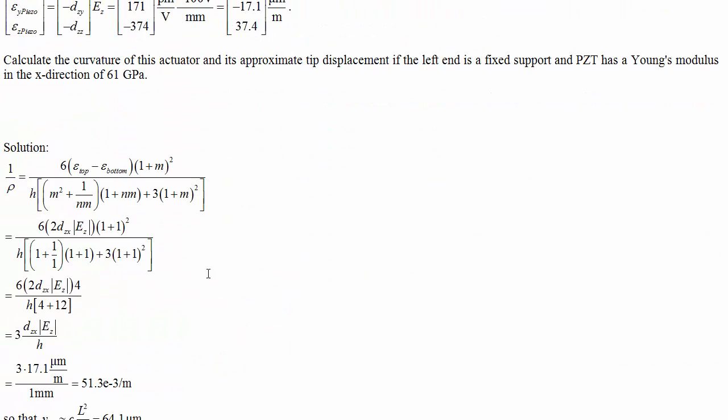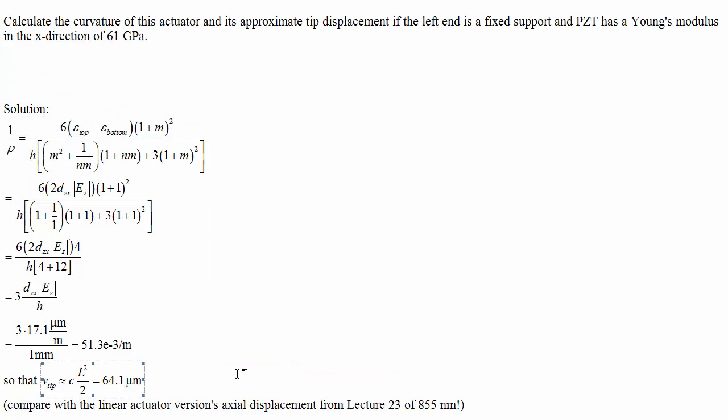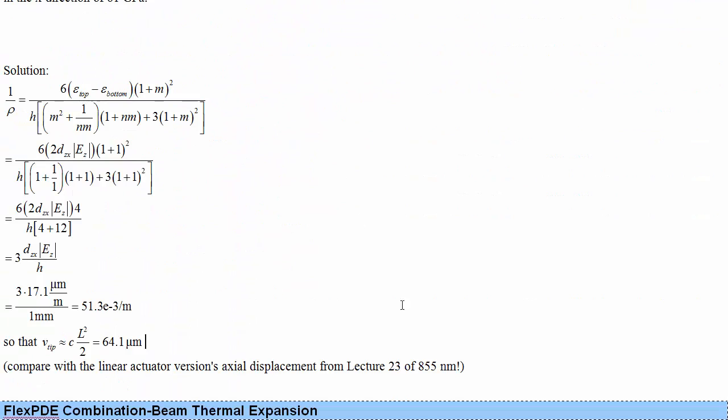Okay, using, say, the Timoshenko formula, or you could do the integral way, we come up with a tip displacement of 64.1 microns, and this is quite a lot larger than the elongation of this actuator before we poled it differently. Same dimension, same voltage. We got an elongation of only 855 nanometers. So flexion and these kind of bending methods are ways to get large deformations for actuators.